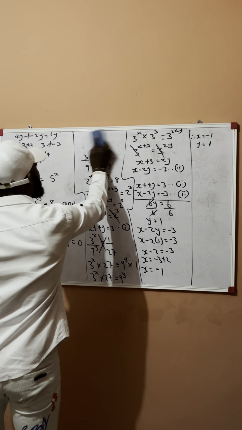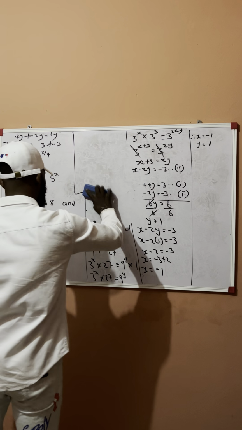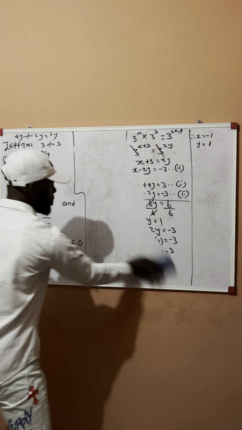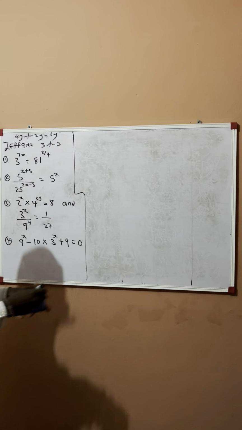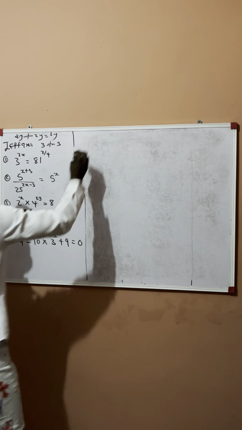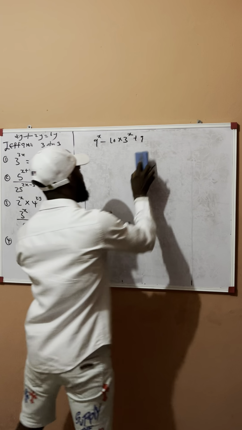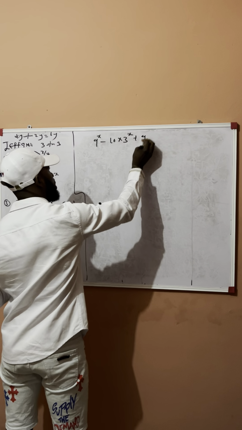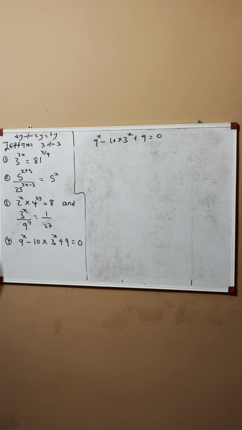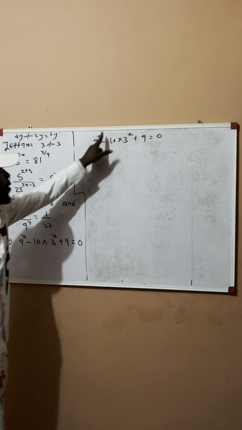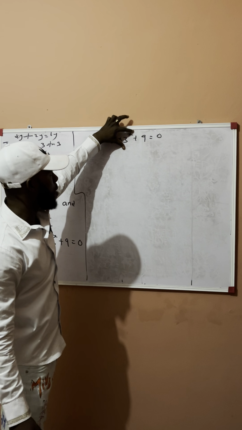Now, the last question for today says 9 raised to the power of x minus 10 times 3 raised to the power of x plus 9 is equal to 0. Okay, now let's start working. Let us take a look at this question. 9 raised to the power x, we have 3 raised to the power x here.